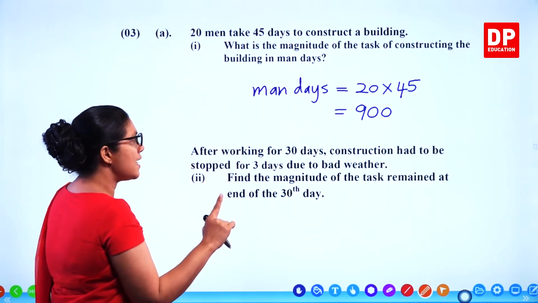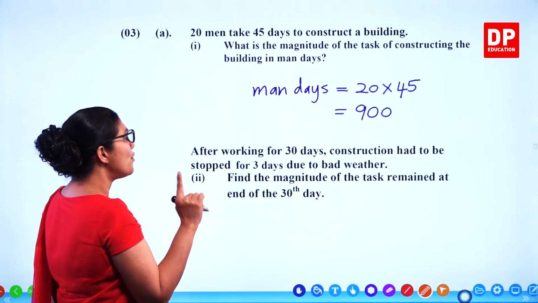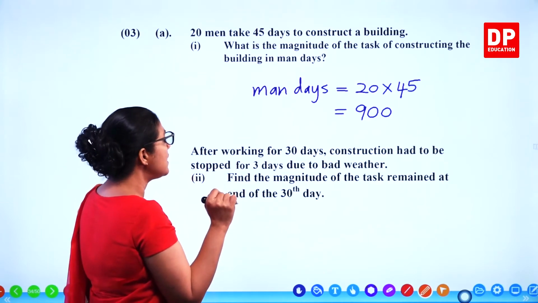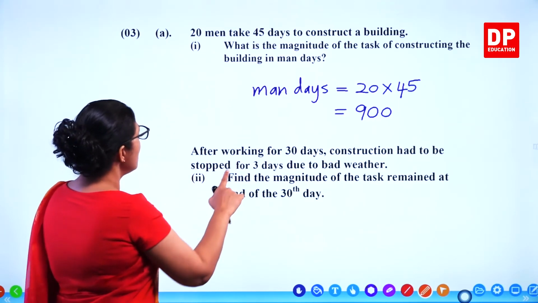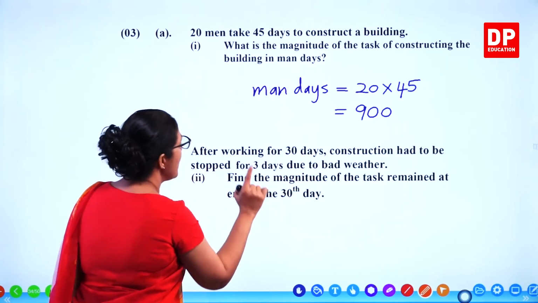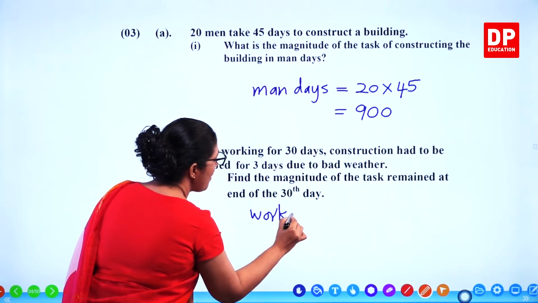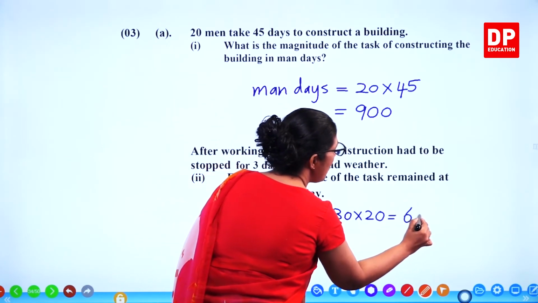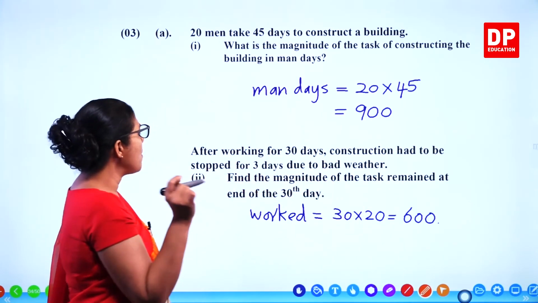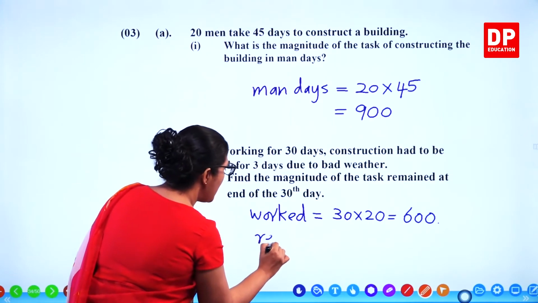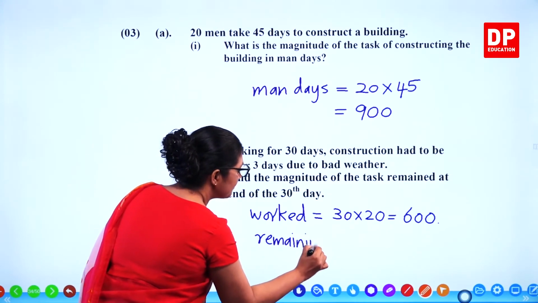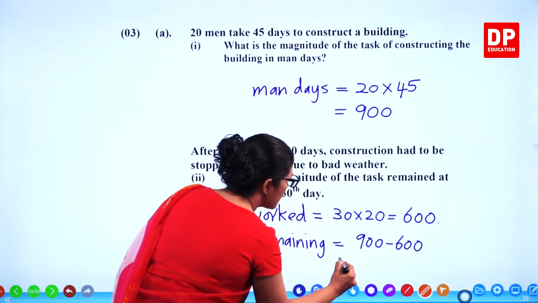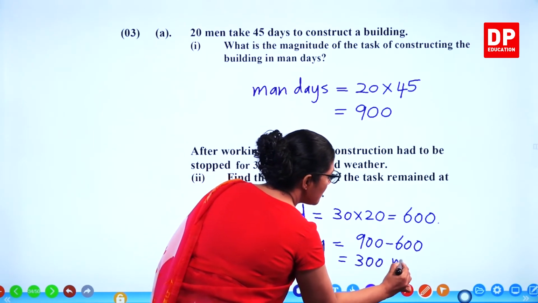After working for 30 days, construction had to be stopped for 3 days due to bad weather. Find the magnitude of the task remaining at the end of the 30th day. So they worked 30 days. How many men? 20. So worked man days 30 into 20. That's 600 man days completed. So what is the remaining amount? Remaining amount is 900 minus 600. That's 300 man days remaining.